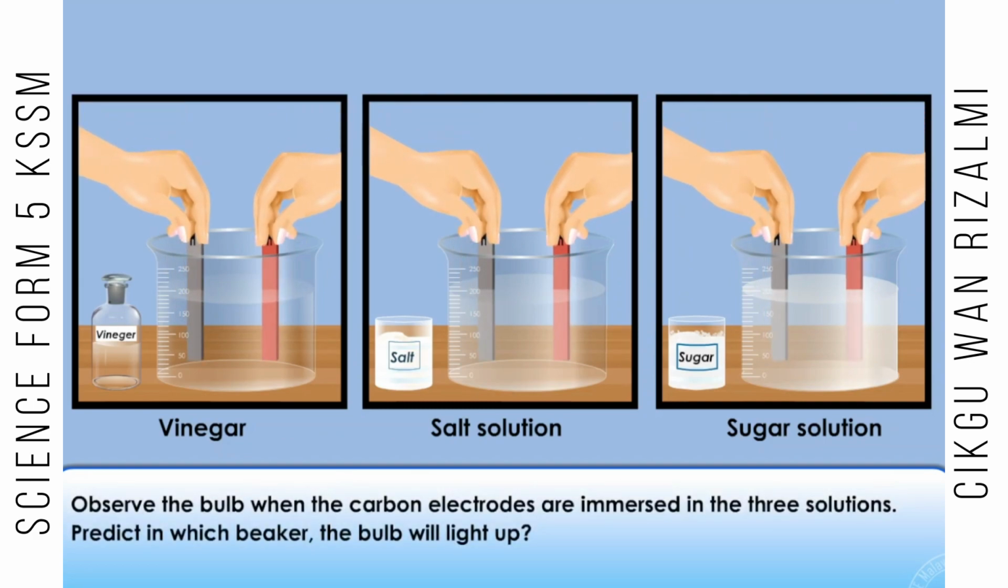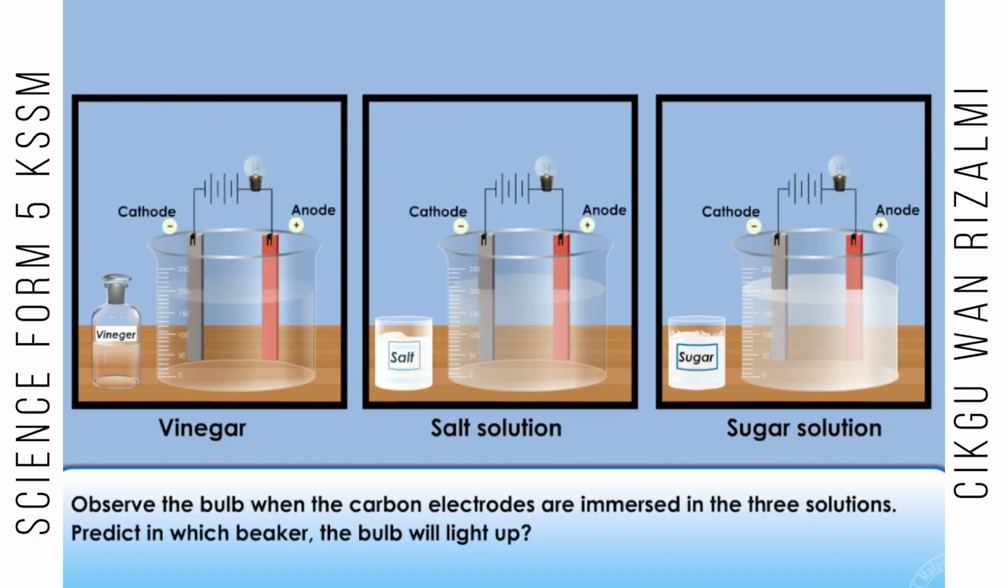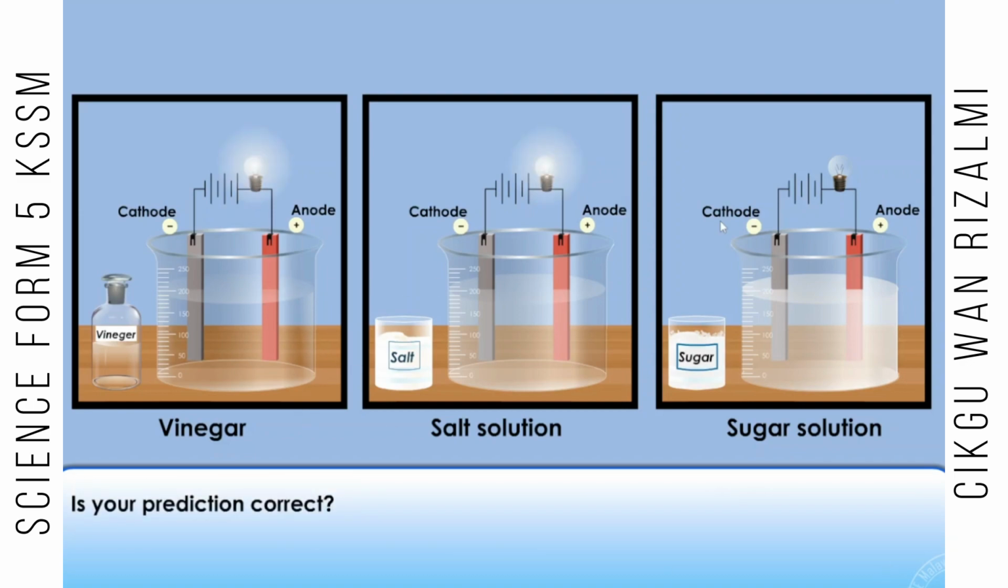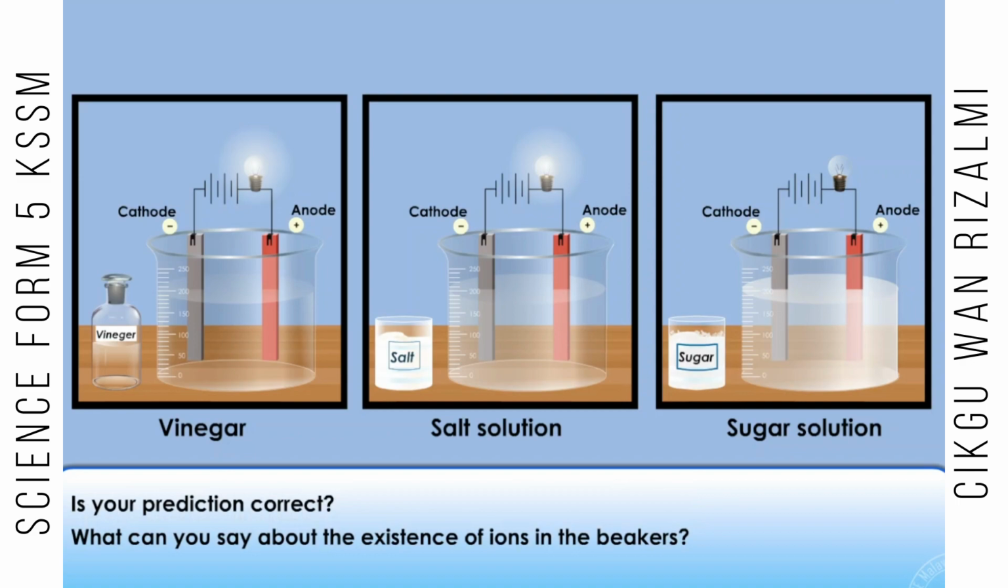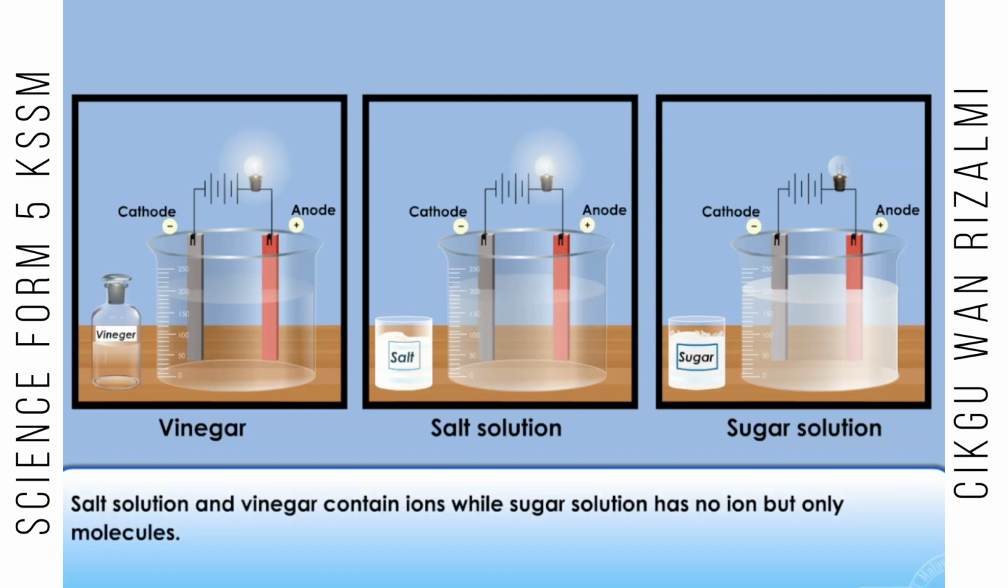Observe the bulb when the carbon electrodes are immersed in the three solutions. Predict in which beaker the bulb will light up. Is your prediction correct? What can you say about the existence of ions in the beakers? Salt solution and vinegar contain ions, while sugar solution has no ions but only molecules.